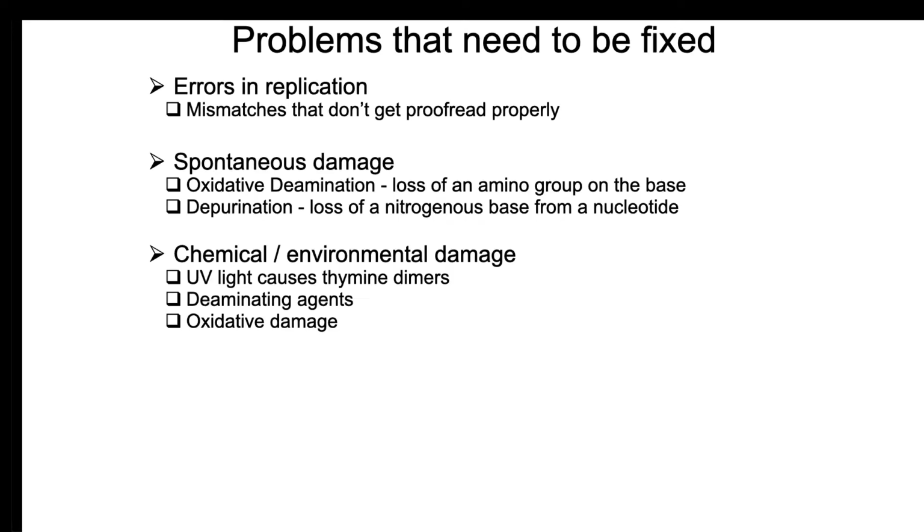All right, in this video, we're going to talk about DNA repair. There are several ways in which DNA can become damaged, and that damage needs to be fixed before it becomes a mutation. There are errors in replication that can occur. There's various spontaneous damage that can occur, like deamination and depurination. And there's all sorts of chemical and environmental damage that can occur. So, for example, UV light can damage DNA.